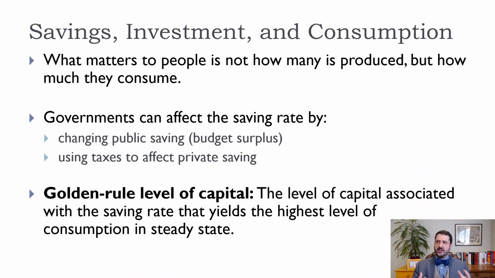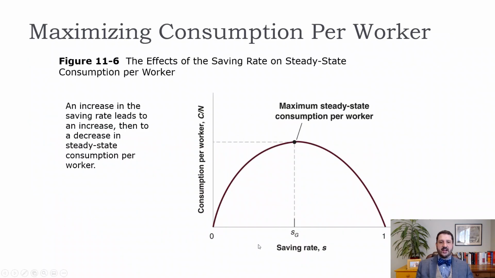But what we really want to think about is, what's the level of capital per worker that leads to the highest level of consumption? Because that's what we should really care about in terms of our population. Not how much they produce in output per person, but how much they get to consume per person. And so we can graph that. The shape of this graph is going to depend on the actual production function. We're going to do a numerical example coming up, but we can think about the extremes.